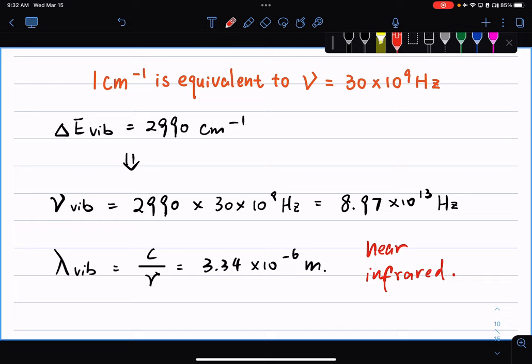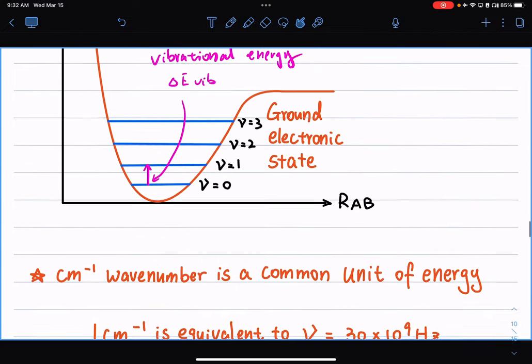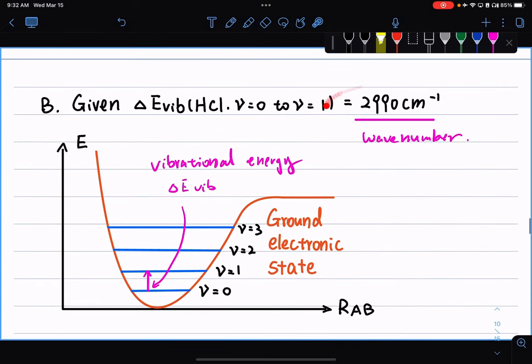So again, what I expect you to do is, if I give you this kind of information, say what my delta E vibrational is, can you first label that delta E on the diagram that's given, and then tell me what kind of laser you should be using in order to excite that specific motion.